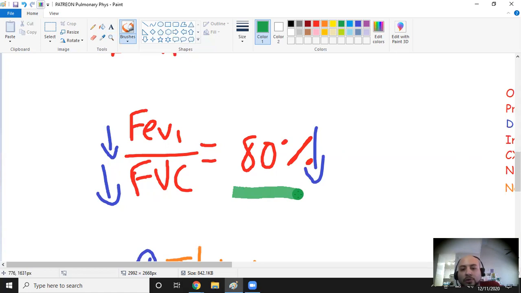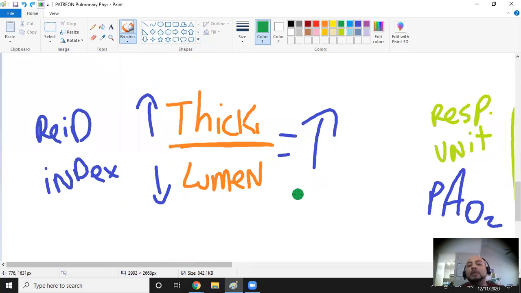If they say normal or high, maybe it's a normal, healthy patient, or maybe it's somebody with a restrictive lung disease, but alone it's not enough. But when it's low, it's very diagnostic for obstructive lung disease. Okay. Next one, Reid index. Reid index is also associated with obstructive lung diseases.